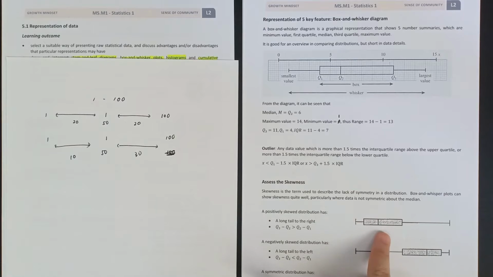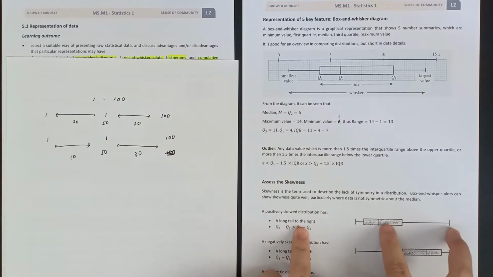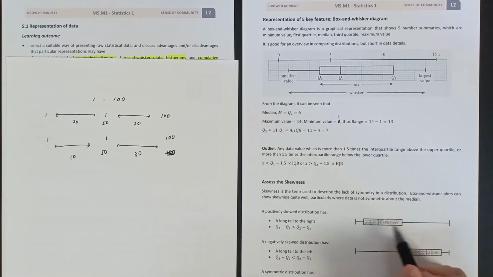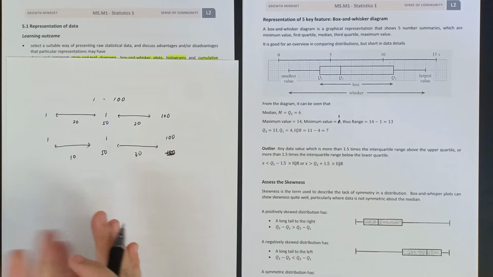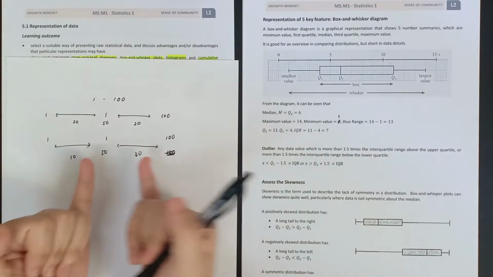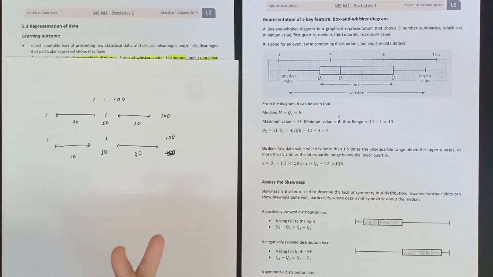You can look at this, the range of your positive one is a very great distance, like a long tail to the right. The distance Q3 minus Q2 here will be greater than the distance here. So this is called positively skewed. In short, you have more numbers over your median than less than your median.